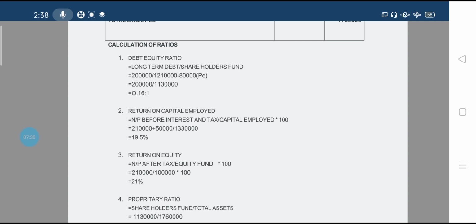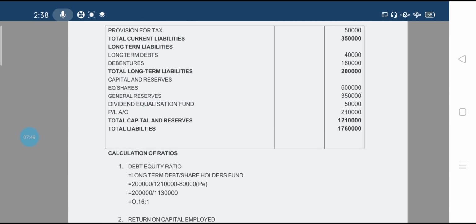The first ratio is debt equity ratio. The formula is debt divided by equity, or long term debt divided by shareholders fund. So what are all the long term debts in the given problem? Total long term debt is 2 lakh. So that 2 lakh is taken.